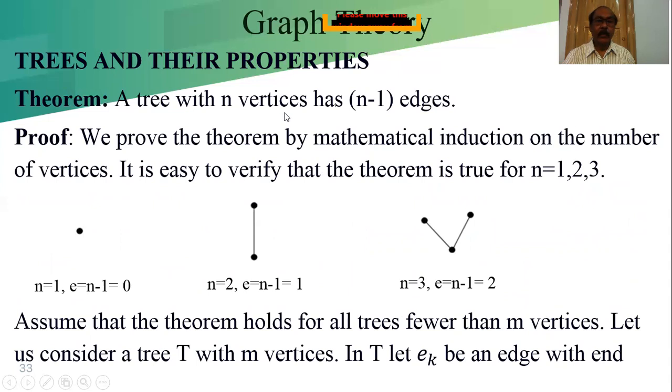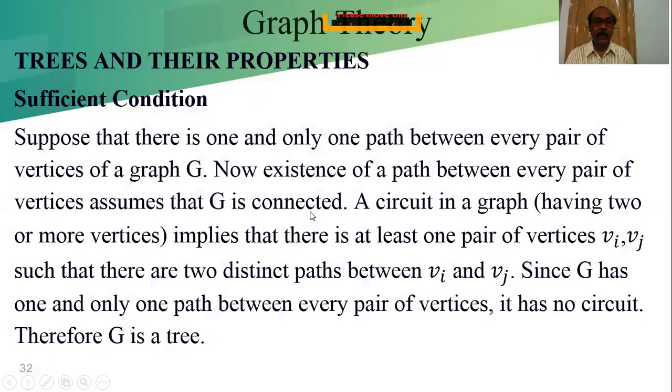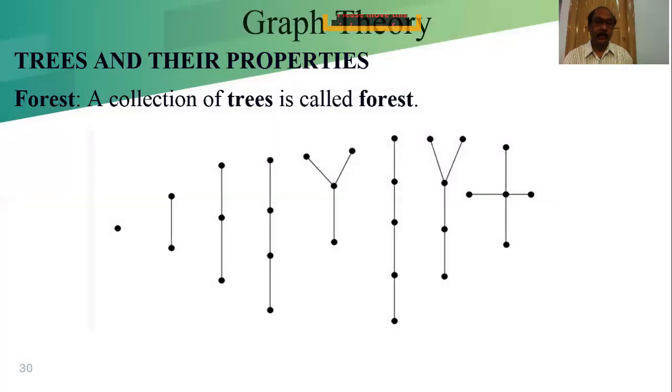A tree with n vertices has n minus 1 edges. Easily we can see this if we go back to our figure here. Here how many vertices are there? 4 vertices. How many edges? 3. Here, 3 vertices, 2 edges. We are considering this part, then we proceed to mathematical induction. Let's see here. How many vertices are there? 5. How many edges? 4 edges.